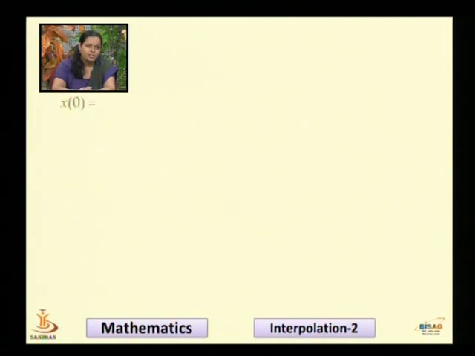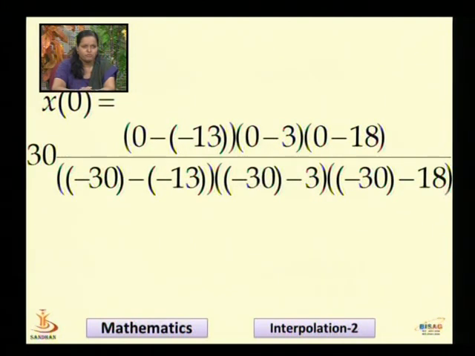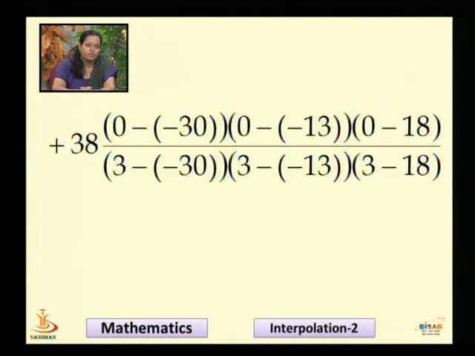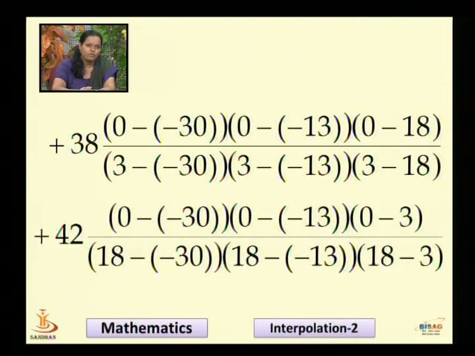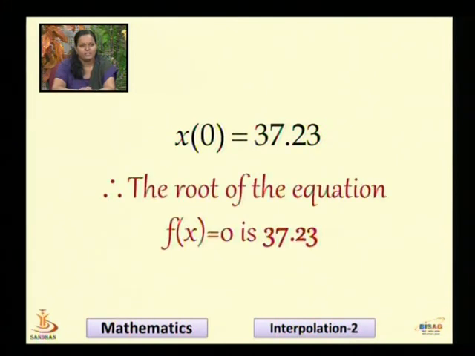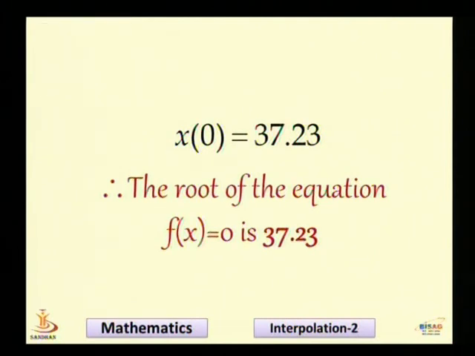Now, substituting the values of x1, x2, x3, x4 and y1, y2, y3 and y4, and the value of y to be 0 in Lagrange's inverse interpolation formula, we get x at y equal to 0 as 37.23. That is, the root of the equation f of x equal to 0 is 37.23.